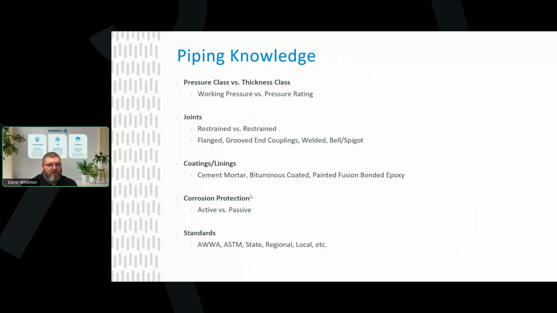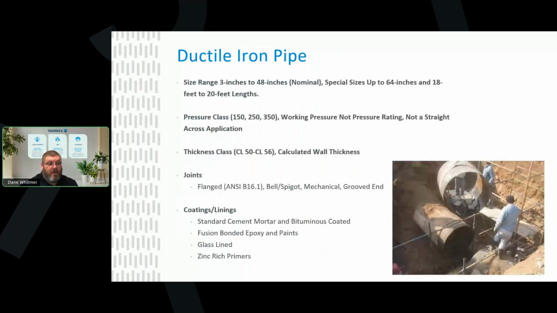Also, I wanted to introduce that you should have some working knowledge of where to find standards between the American Water Works Association, ASTMs, your state, regional, and locals, which all guide the type of materials that are used, how to install them, how to keep things safe and going forward. So let's hop into some types of pipe that are commonly found in water distribution systems.